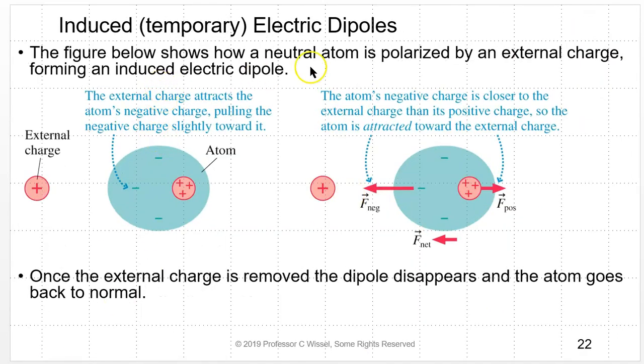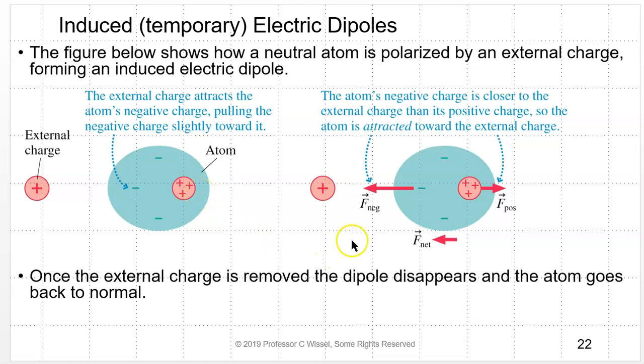The figure below shows how a neutral atom is polarized by an external charge, forming an induced electric dipole. You bring an external charge near a neutral atom, and the external charge will tug on the various parts of the atom. In this case, because it's positive, it's going to tug on the electron cloud, pulling the electron cloud closer to the external charge, while simultaneously driving the positively charged nucleus of the atom slightly further away. This separation of charge is called an induced electric dipole.